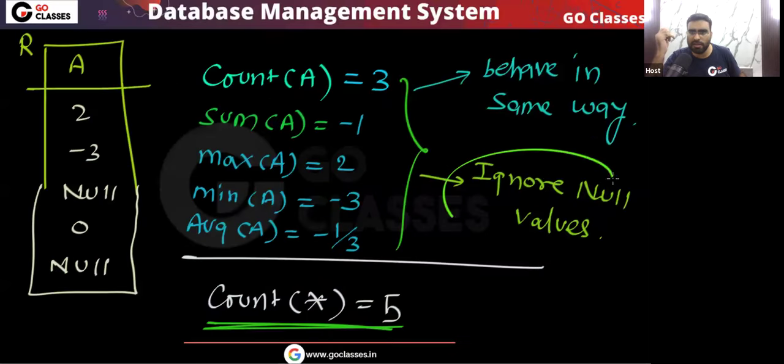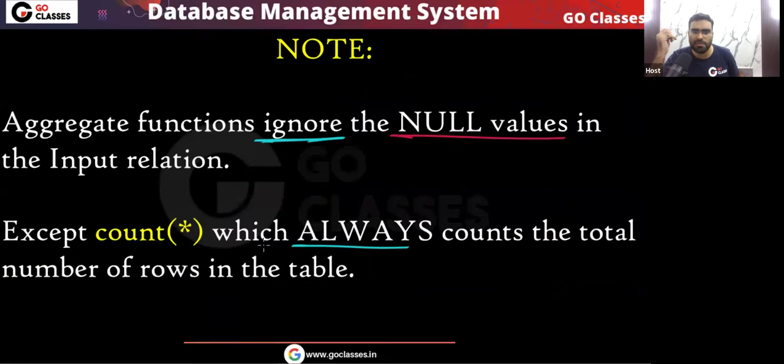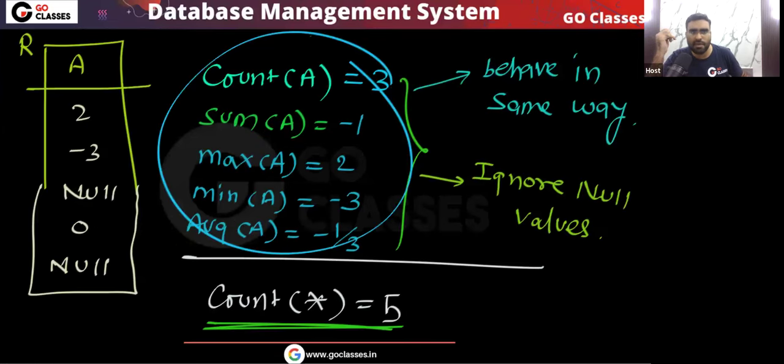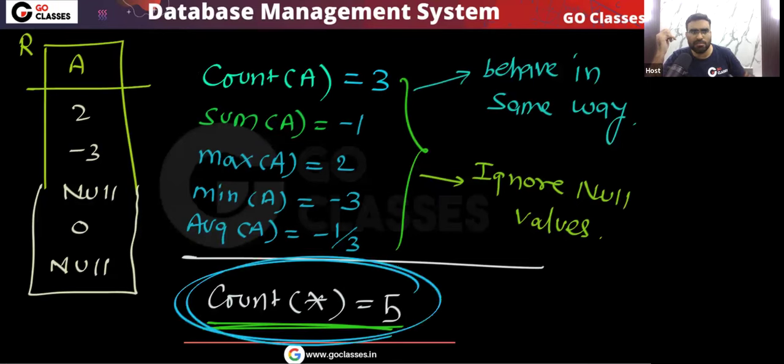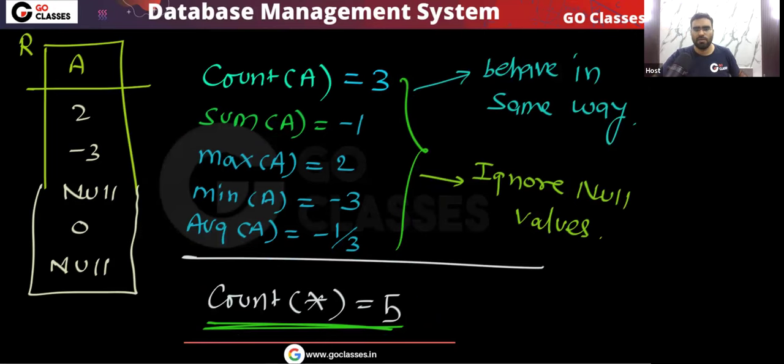Just remember that in SQL, aggregate functions will always ignore null values, but count star is special. This will always count the number of tuples in the table. I told you that count star is the exception. All these aggregate functions, count, sum, max, min, avg, behave in the same way, and this is a special aggregate function. So do not mix count A and count star.